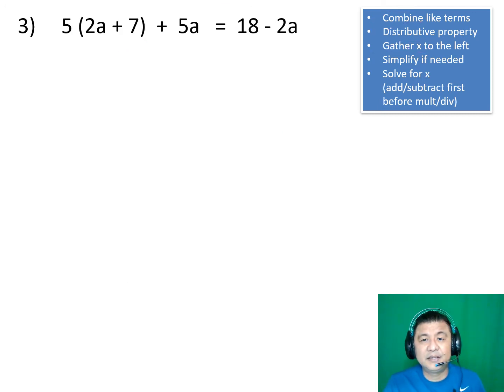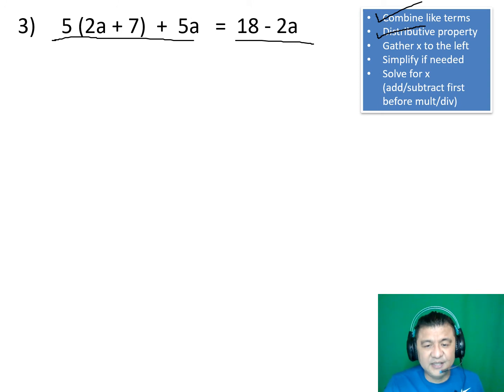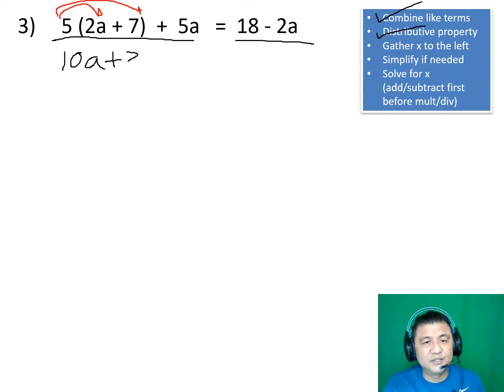Next, combine like terms. Anything on the left that I can combine? Anything on the right I can combine? No, I cannot combine the 2a and the 5a because they're in a parenthesis. Okay, distributive property. Yes, you see distributive property. Do that first. Okay, so that becomes what? 5 times 2 is 10a. 5 times 7 is plus 35. Okay? Be sure you copy whatever you didn't use.